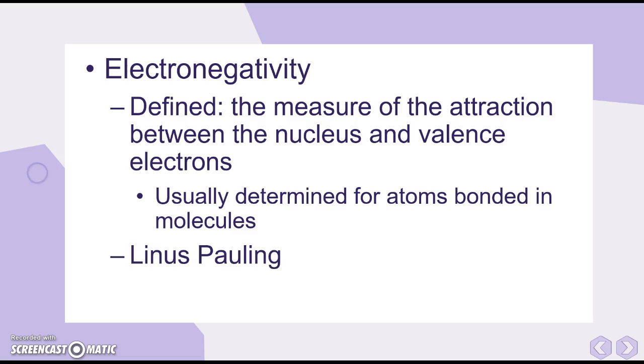And this was first measured by a guy by the name of Linus Pauling, and he came up with the scale of electronegativity. It's named after him, the Pauling scale of electronegativity. And it's basically a scale of 0 to 4. And if you look on your periodic tables, you'll see on the back of them, they have the measures of electronegativity. And really what you're measuring is the strength of an atom to pull electrons, those valence electrons, towards itself.